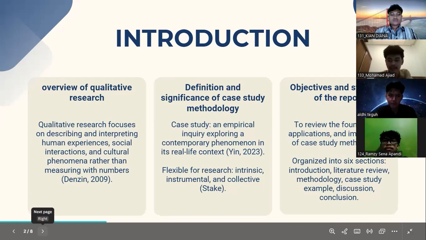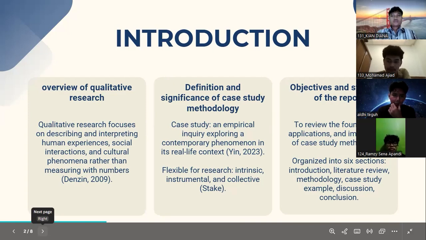Qualitative research is a method that focuses on understanding human experience, social interaction, and cultural events. Unlike quantitative research, it does not rely on numbers, but instead explores meaning and context from the participant's perspective, according to Denzin and Lincoln 2011. So, this makes it very useful when the topic is complex and cannot be explained only with statistics.